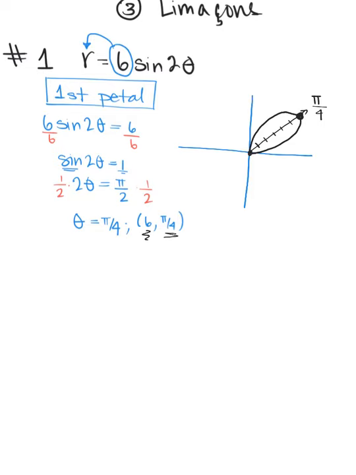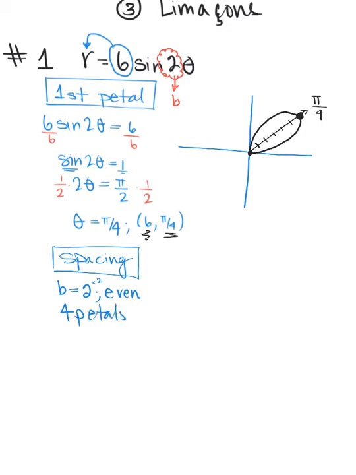From there, I want to find the spacing and the number of petals. To do that, I have to look at what I'm multiplying theta by, and that is my b value. So for my spacing, I know that b is equal to 2, which is an even number. So I'm going to double that, 2 times 2, which gives me 4 petals.